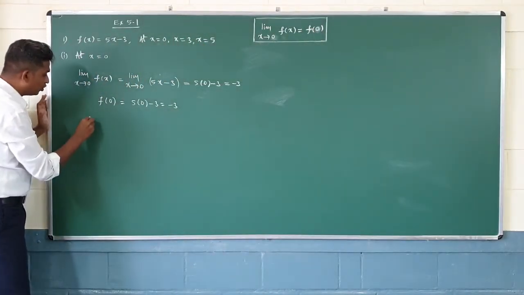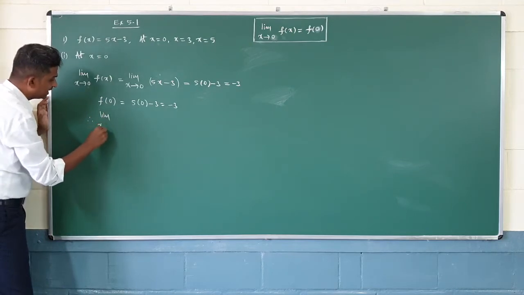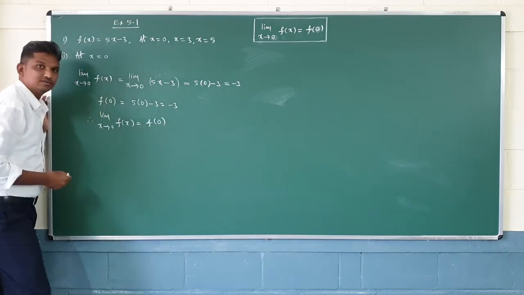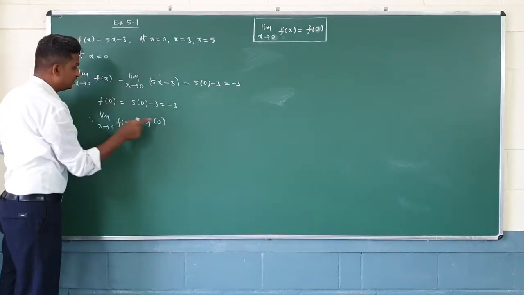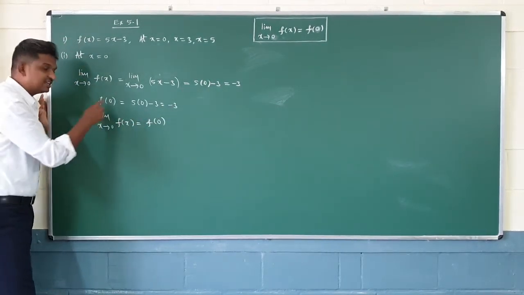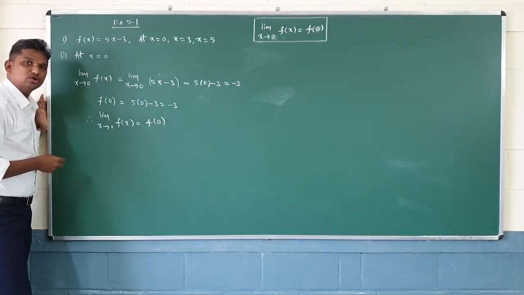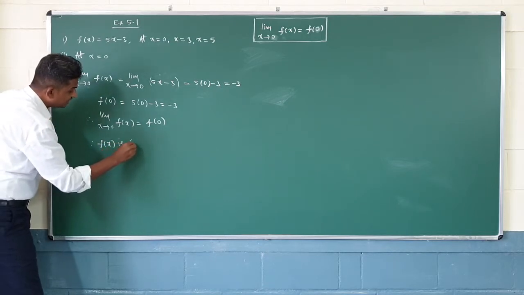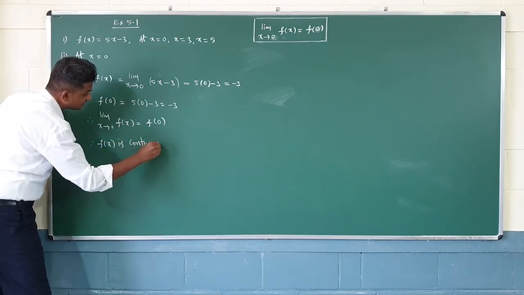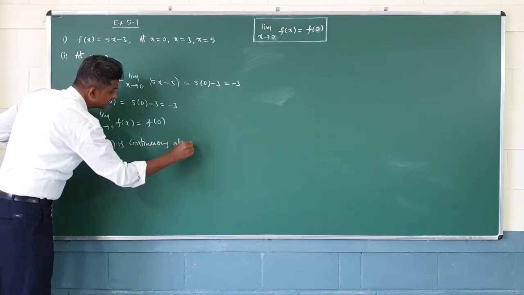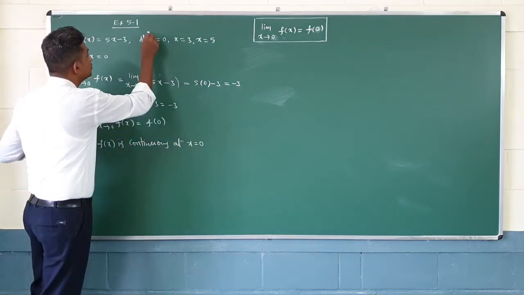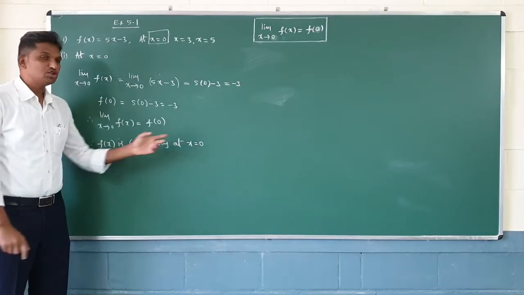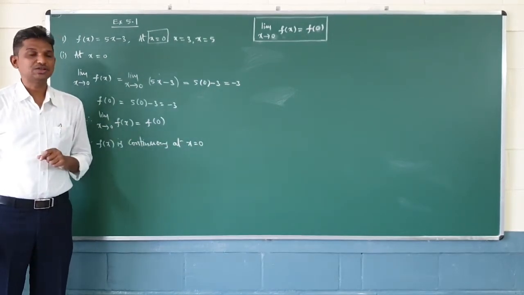What can I say? Therefore, what do you identify here? The limit as x approaches 0 of f of x equals f of 0. You got this because this value is minus 3 and this value is also minus 3. Then what can we say? We can say that f of x is continuous at x equal to 0. They are asking to check the continuity at x equal to 0. I checked that, and it is continuous at x equal to 0.